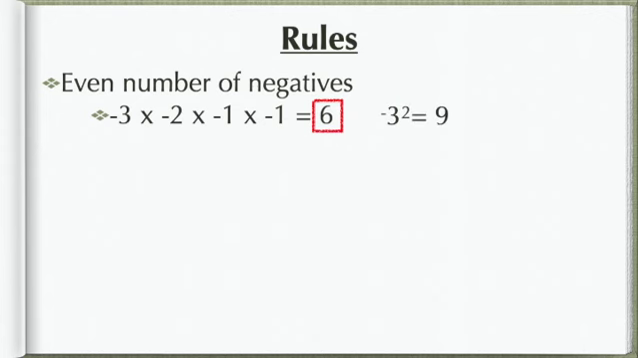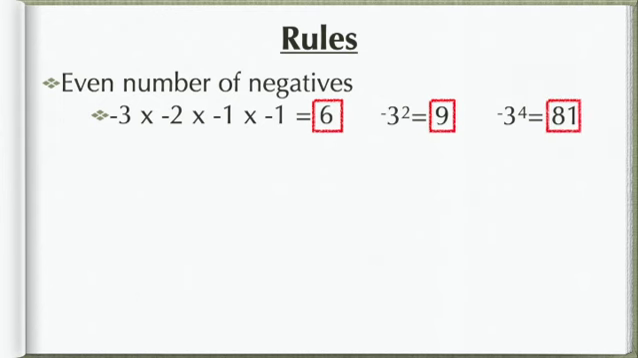What about exponents? You remember exponents. Negative 3 squared does not mean negative 3 times 2. It means negative 3 times negative 3. 2 negative 3s is what it means. 2 is an even number, so negative 3 times negative 3 is positive 9. Negative 3 to the 4th power is negative 3 times negative 3 times negative 3 times negative 3. Again, you have 4 negative factors, meaning your answer is positive 81.